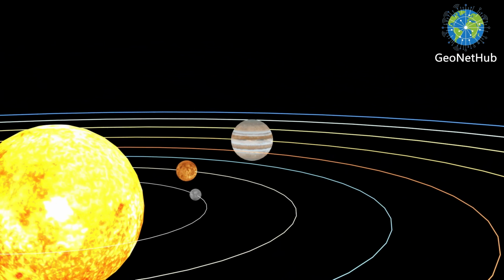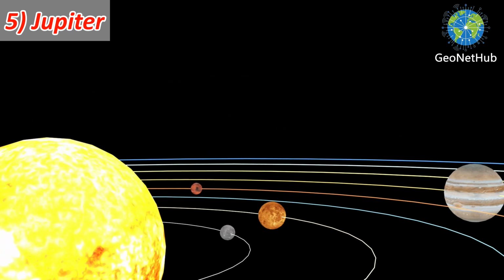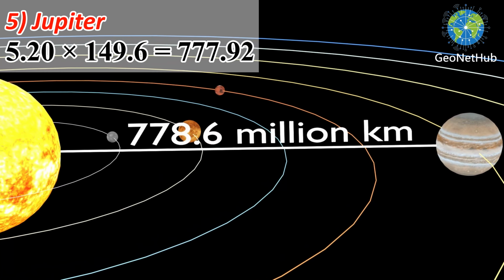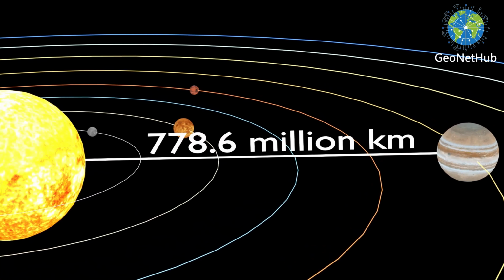Jupiter. Jupiter formed just beyond the snow line. It orbits at 5.2 astronomical units. Its massive size and gravity reshaped the solar system.